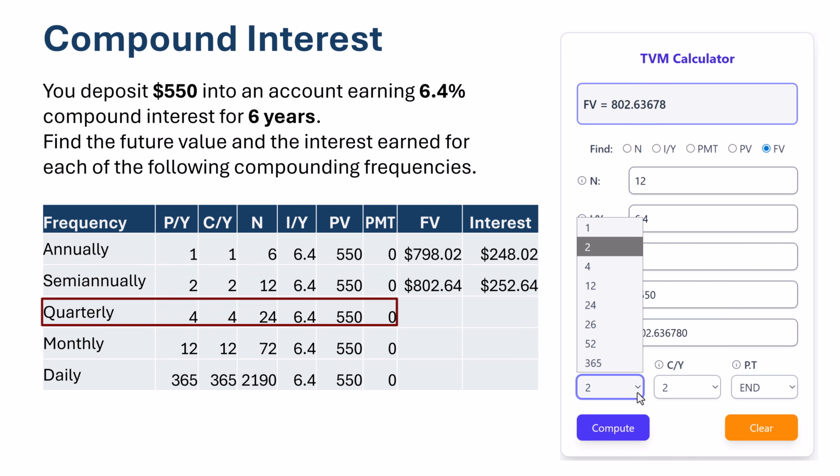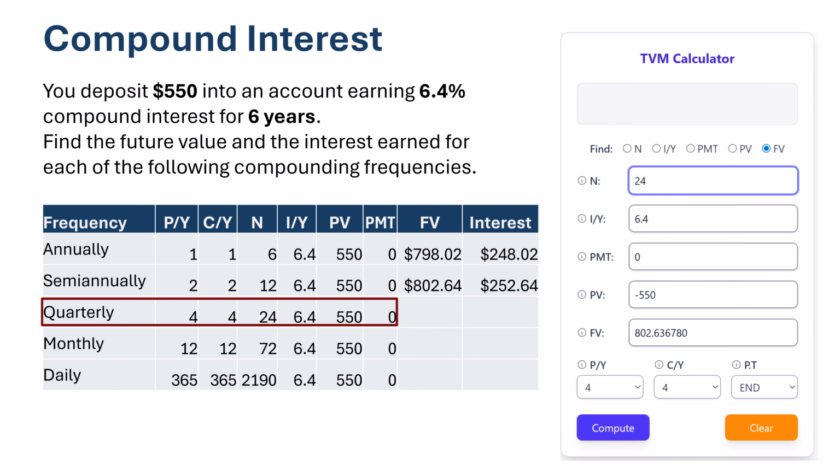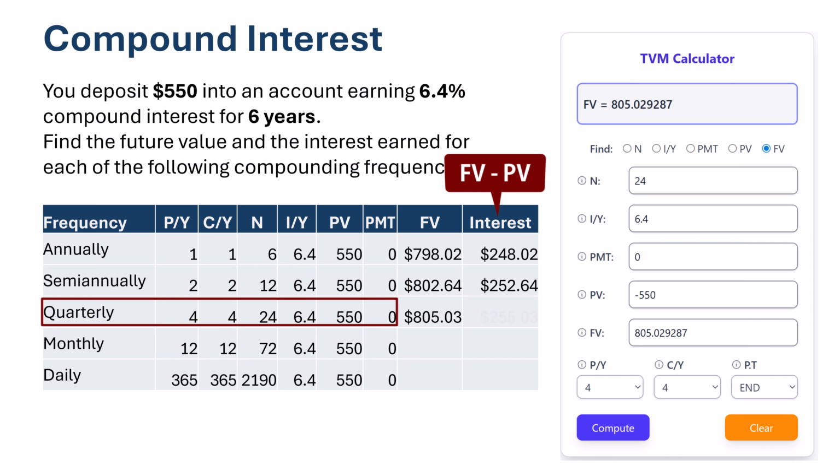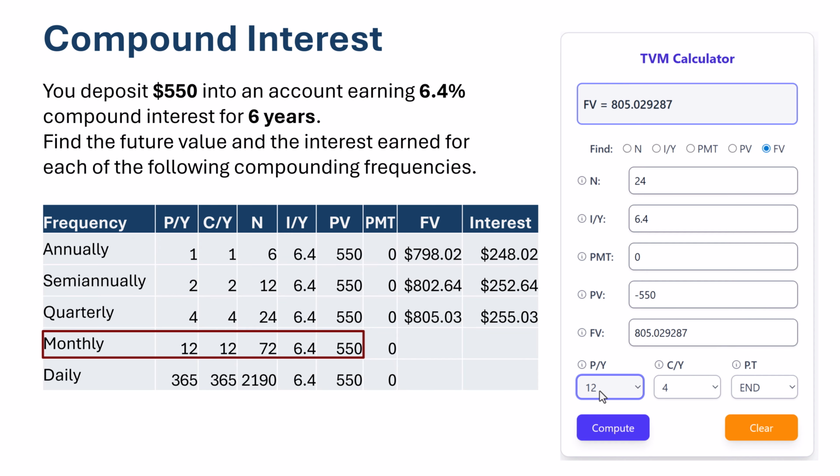For quarterly compounding, set PY and CY to 4. Change N to 24. Press compute. Now we have an FV of 805.03, giving an interest total of 255.03. For monthly compounding, switch PY and CY to 12. Update N to 72 and hit compute. This gives a future value of 806.66 and 256.66 in interest.